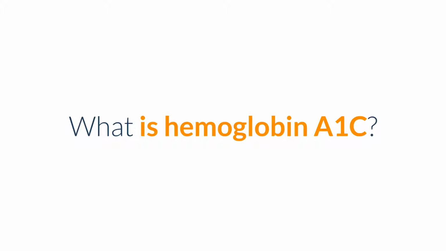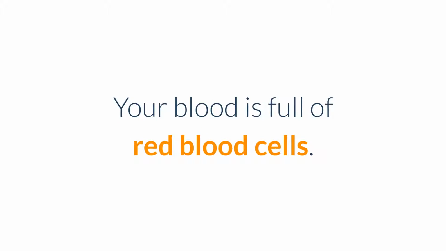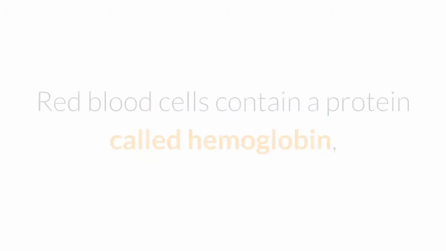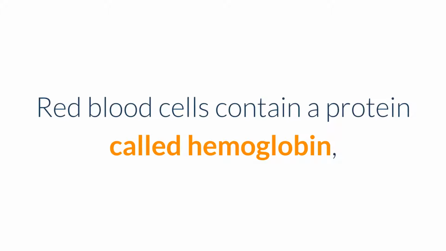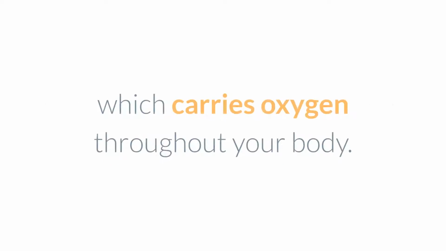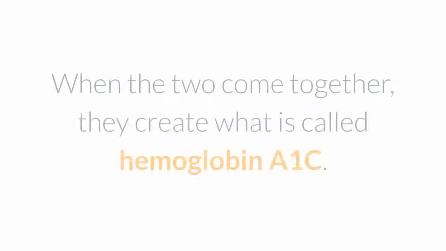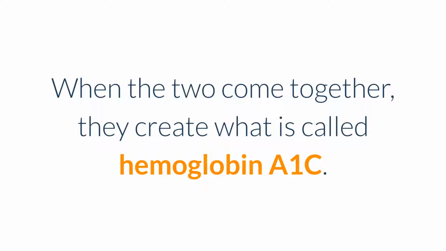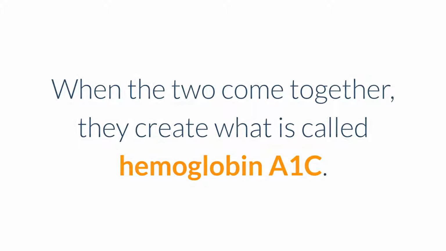What is hemoglobin A1C? Your blood is full of red blood cells. Red blood cells contain a protein called hemoglobin which carries oxygen throughout your body. When the two come together, they create what is called hemoglobin A1C.